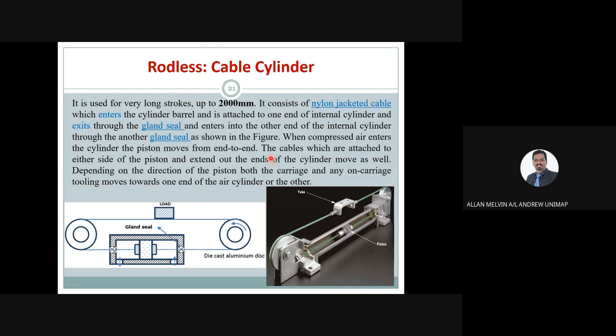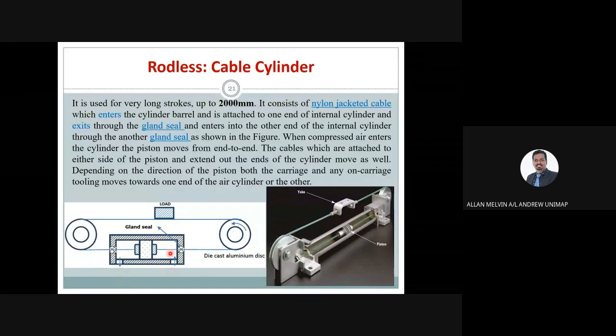Okay, so this is the picture of the actual rodless cable cylinder. You can see you have a piston here, you have the rope and you have a yoke. A yoke is the place where you keep your load. So anything you want to carry, you can place it here. What else is here? Okay, so the rest I think you can read. I will show from here.